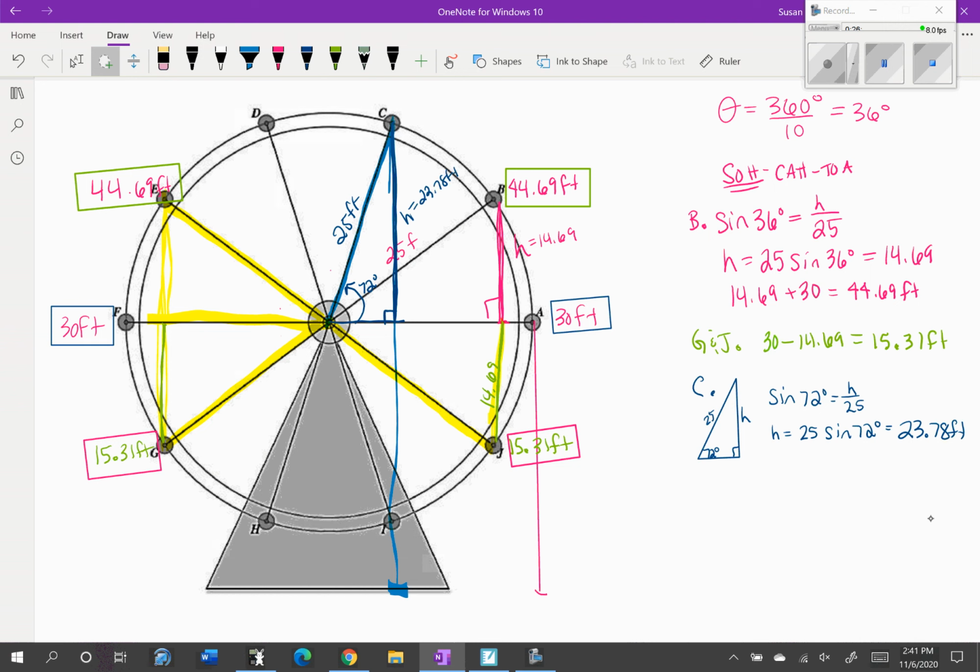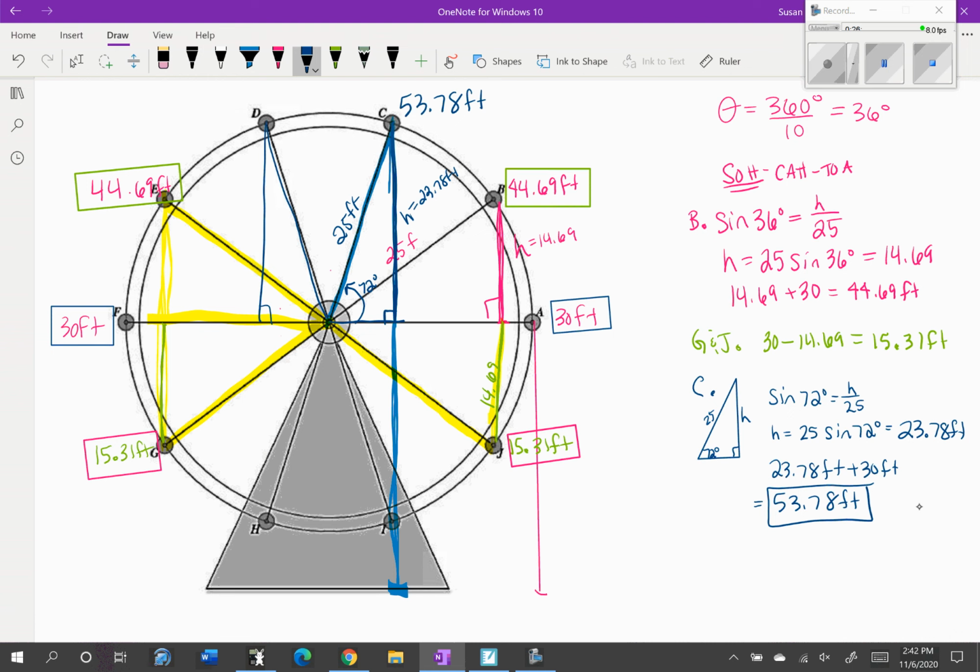So of course then we can take that and add the distance from here to the ground. We know from the ground to the center is 30. So if we add that 30 to that answer, we get 23.78 feet plus 30 feet, which gives us a total distance of 53.78 feet. And again, just like the other triangles, we have symmetry with D. C and D are using the same triangle. So those are going to be at the same height, 53.78 feet.